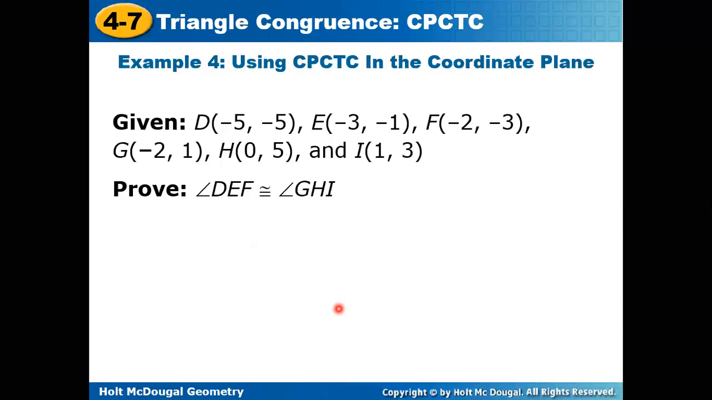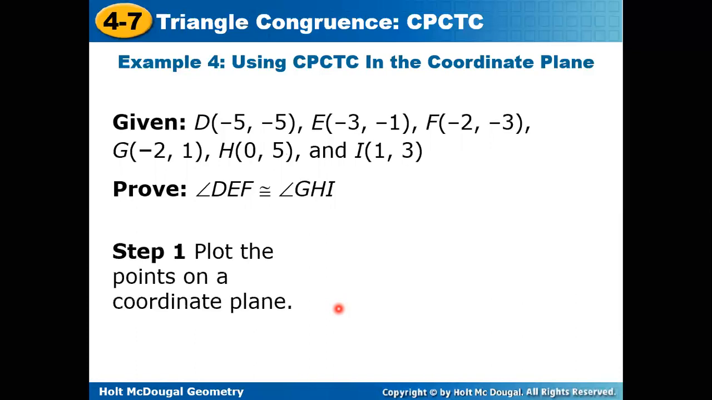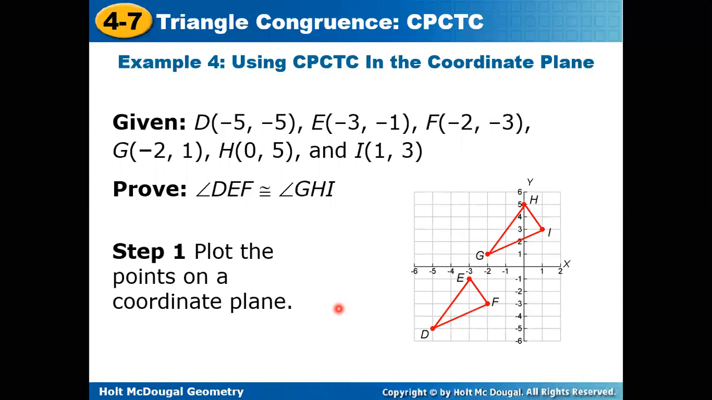Now example 4, it's a very easy question. What if we have the coordinates of the vertices of two triangles, like we have given DEF and GHI? Prove that the angle DEF is congruent to the angle GHI. Step number 1, we'll plot the points on the coordinate plane. So we have now two triangles. The question is to prove that the angle DEF, which means this angle, is congruent to the angle GHI, which is this angle. So we need to prove that the two triangles are congruent.